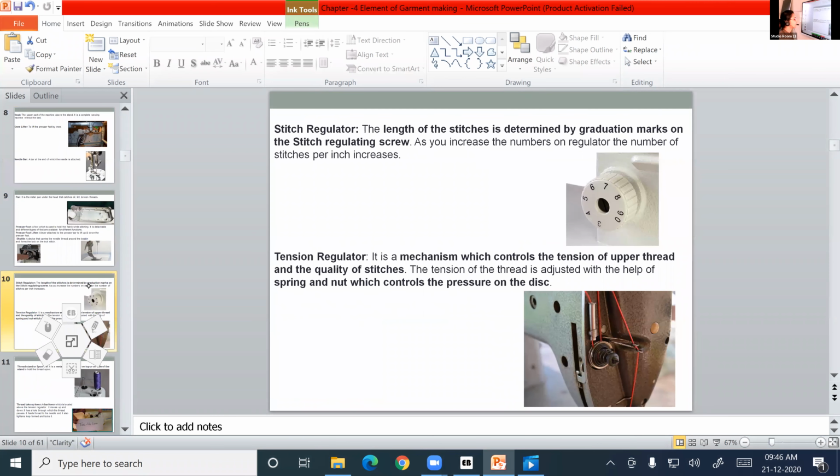The next one is the stitch regulator. The length of the stitches is determined by graduation marks on the stitch regulating screw. You can see some numbers here. By increasing and reducing the numbers, you can increase the stitch length, and you can decrease the length of the stitch. And the next one is the tension regulator, and this is the tension regulator on a machine.